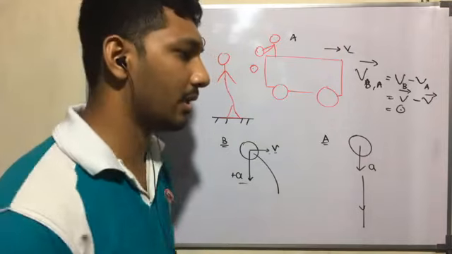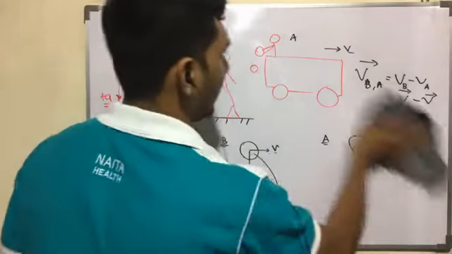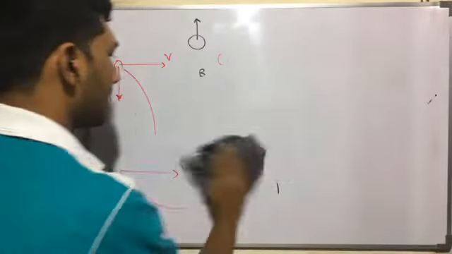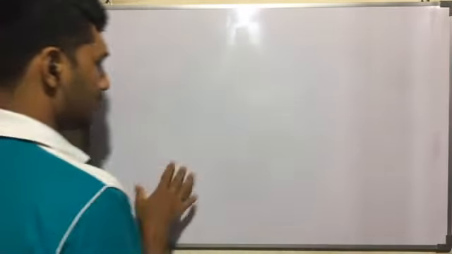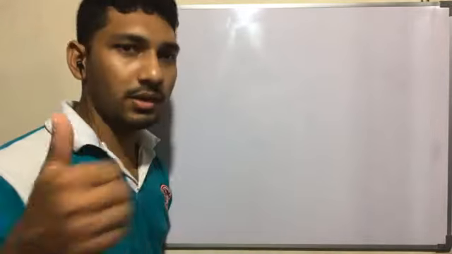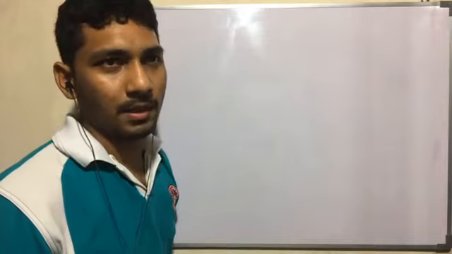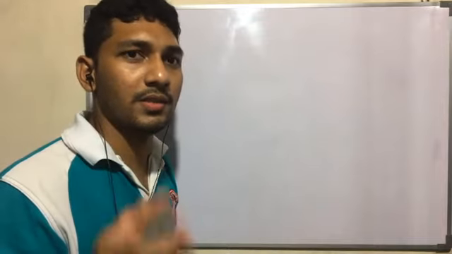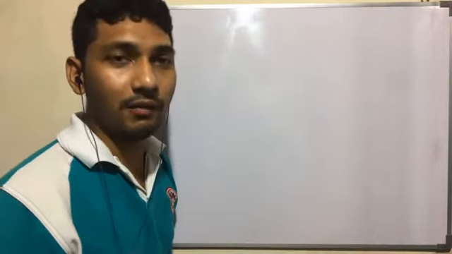Vy means the vertical velocity. Vx means the horizontal velocity. Okay, so let's try to understand this projectile motion. So what is a projectile motion? A projectile motion is a motion under gravity when the object is having a horizontal velocity. So it will have a horizontal velocity and also it will be under gravity. So there will be a vertical motion which is under gravity and a horizontal velocity also.